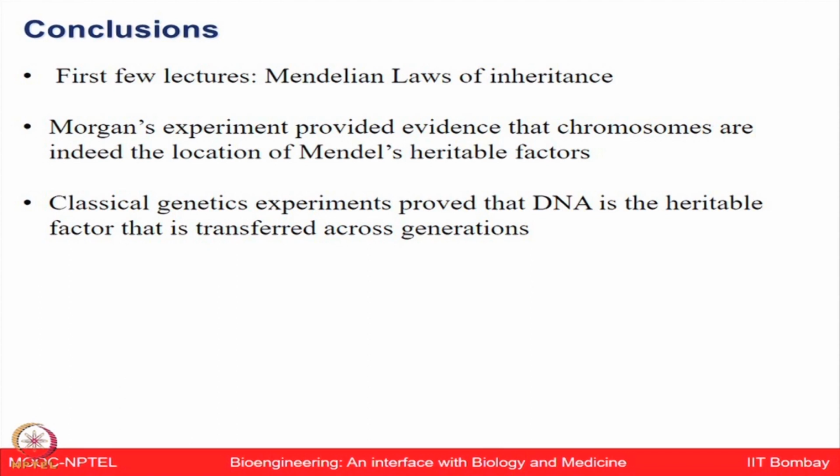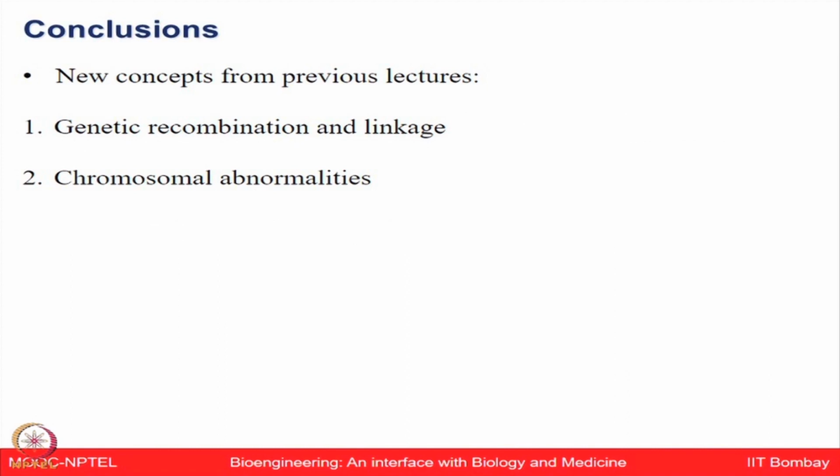Then we discussed the classical genetic experiment which proved that the DNA is the heritable factor and it is transferred across generations. You were also introduced to the concepts of genetic recombination and linkage between genes and how it affects the inheritance of characters. We then discussed a few chromosomal abnormalities and looked at various examples and syndromes, how alteration of chromosome numbers and even structure could cause some of the genetic disorders.